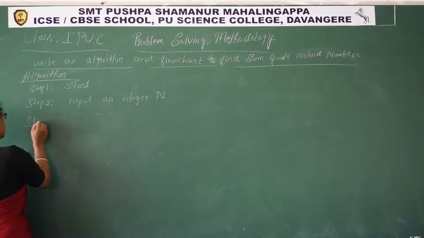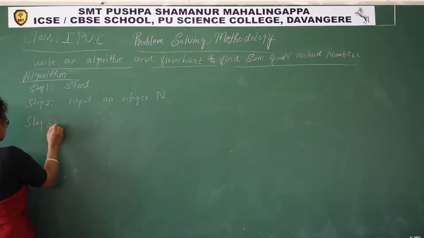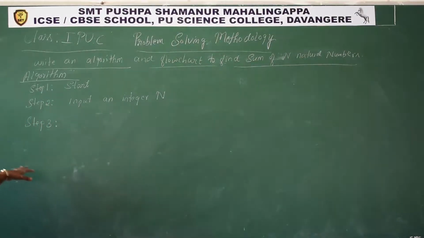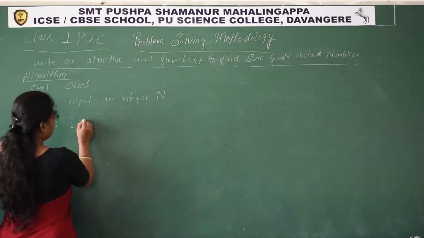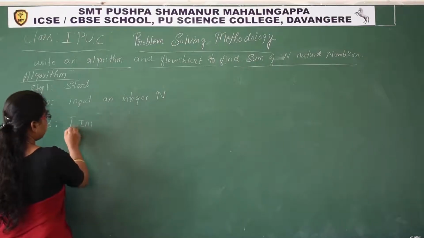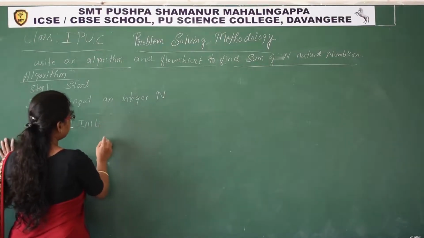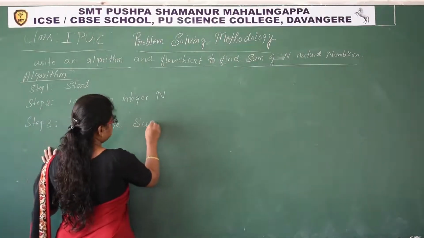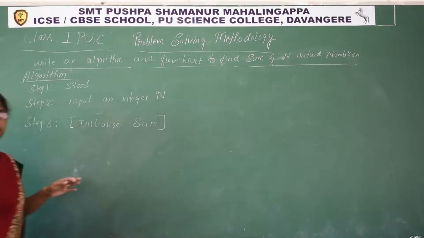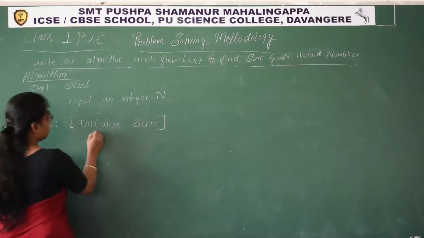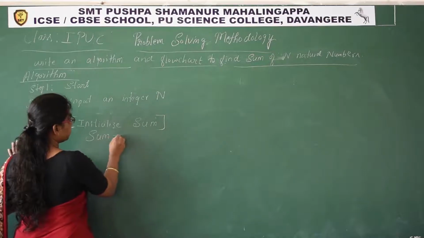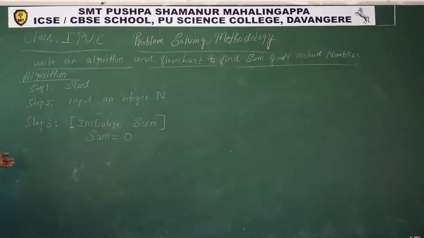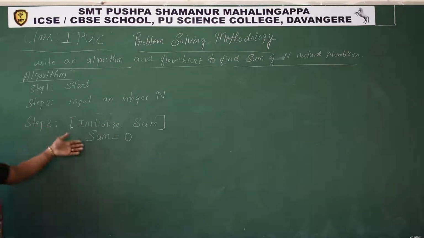Step 3, some initializations are required here, so I'll write here initialize. Comments are written in square brackets in an algorithm. Initialize sum. I'll take the identifier name as sum. With what value should I initialize here? Sum is equal to 0. Okay, in the previous example I had taken yes, now I took sum.